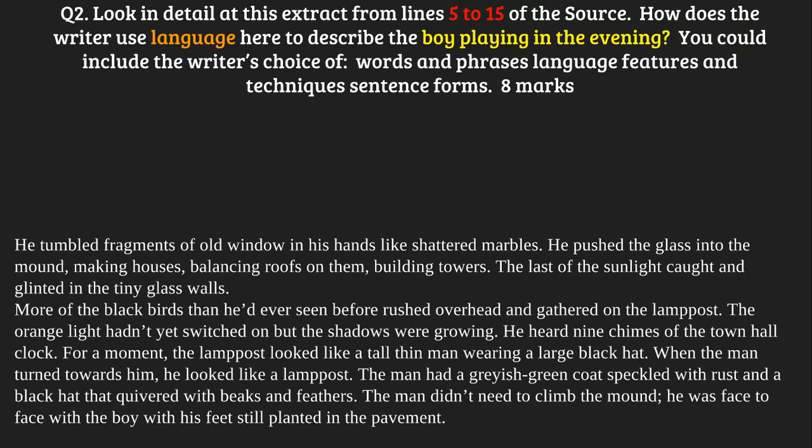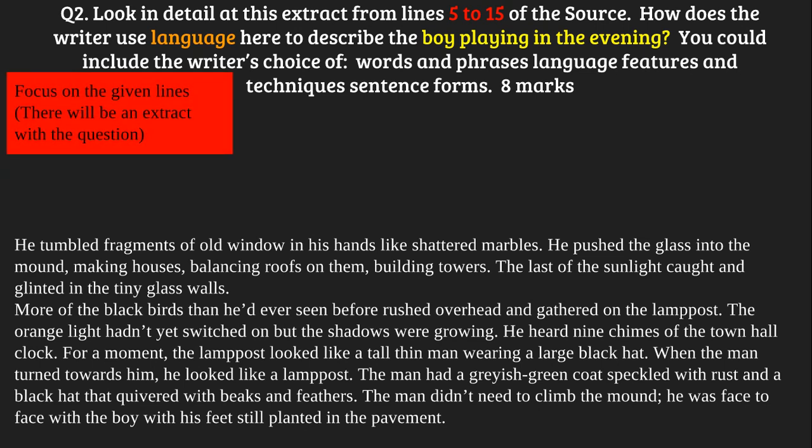Now, in your exam, like I've done on the screen here, you will have the extracted lines on the question paper. So you won't need to actually refer to the wider source. You'll have the 10 lines or so that they want you to look at in front of you on the question paper. So again, focus on the given lines. It says find 5 to 15 here. Don't worry about 16, 17, 18, 1, 2, 3, 4. They're completely irrelevant to what you need to do.